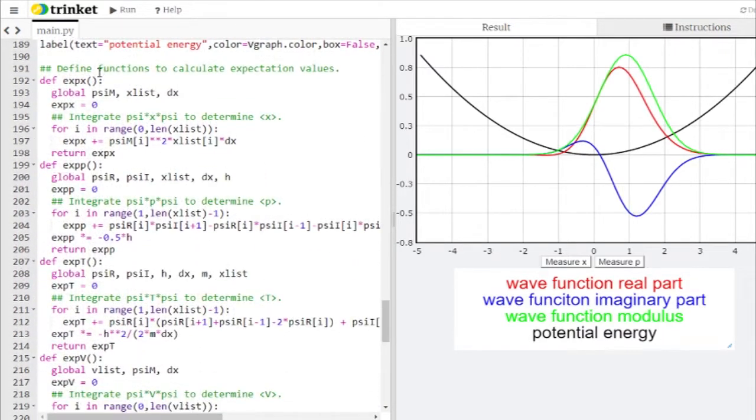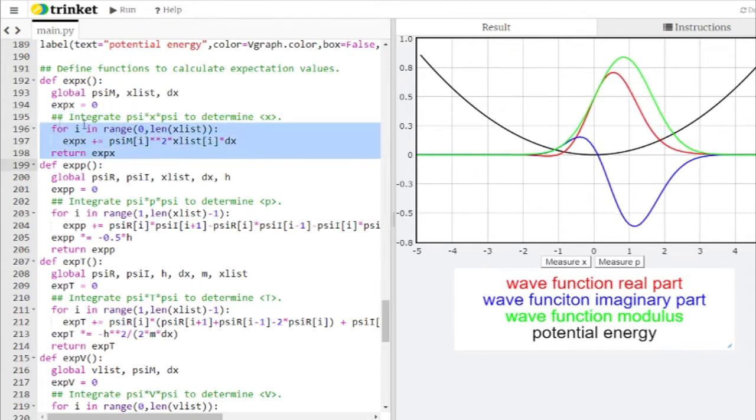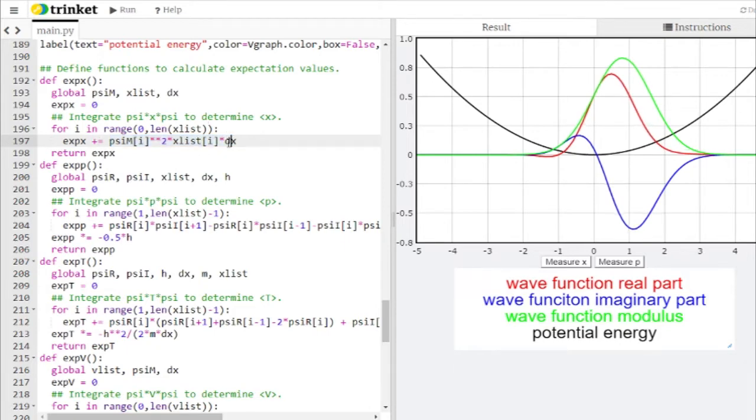So here's where we define functions to calculate the expectation values. First, let's look at the expectation value of x. So we need to take an integral of psi x psi to determine x here. Actually, it's going to be psi star, but those both combine into the modulus. So here we've got our integration loop. You always start out with 0 for your integral. And here we've got our psi modulus squared times x times dx. That comes out pretty straightforward.